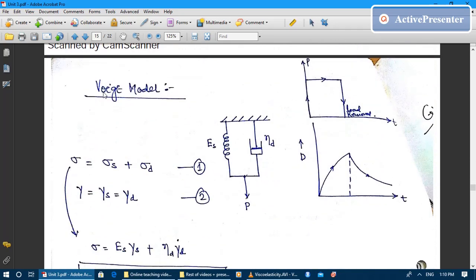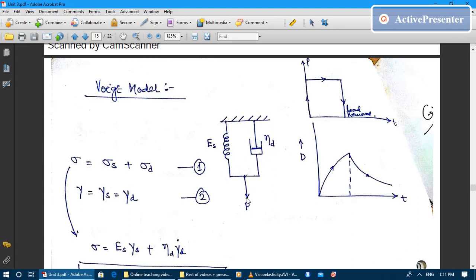The next model, by another scientist, the White model, considers that the spring and dashpot are connected in parallel mode. In the Maxwell model, we assume that the behavior of the polymer is represented by the combination of a spring and dashpot connected in series. The White model says that the behavior of the viscoelastic polymer is represented by the spring and dashpot when they are connected in parallel. So let's see what will happen when they are connected in parallel.